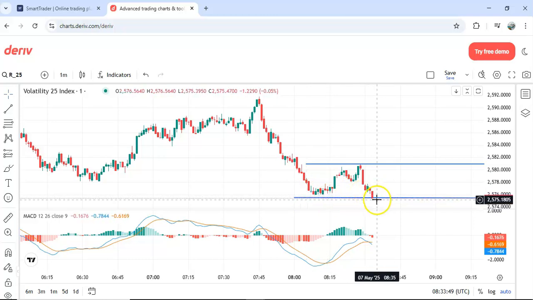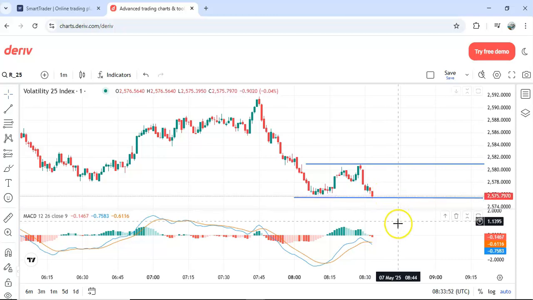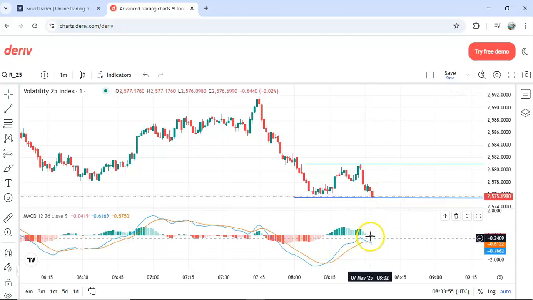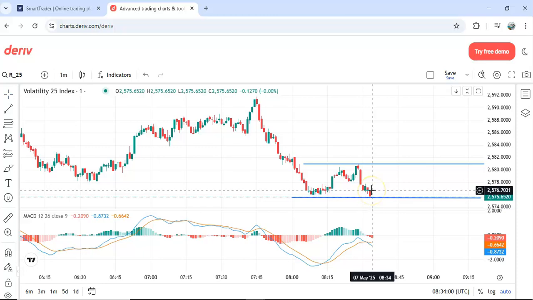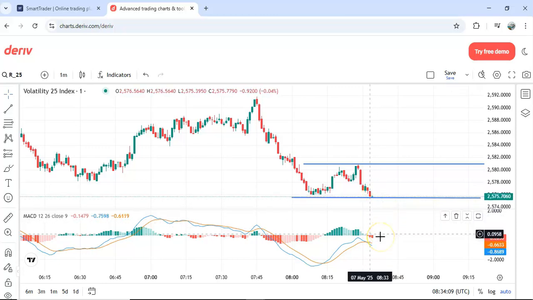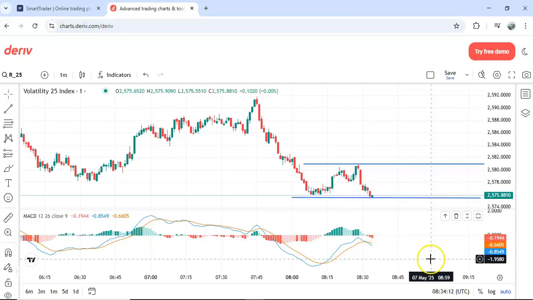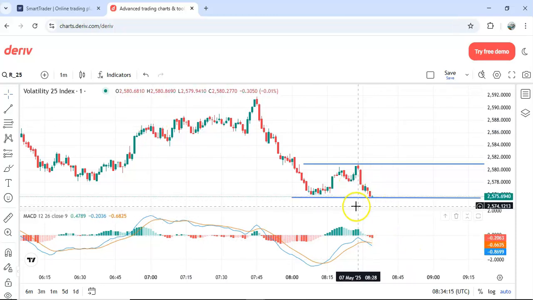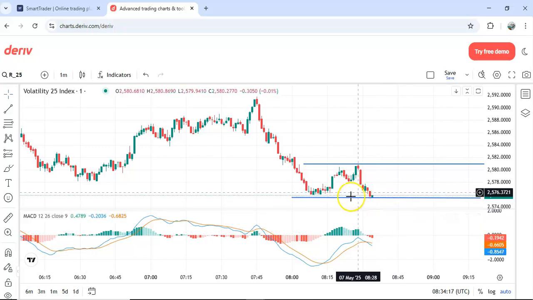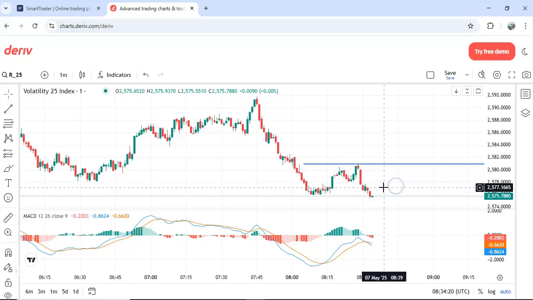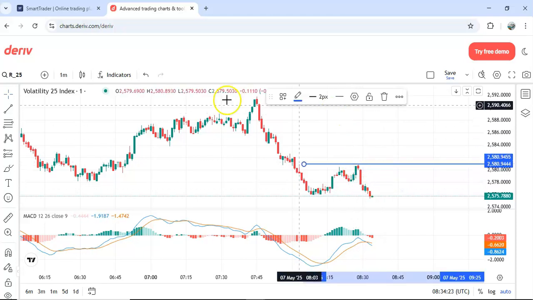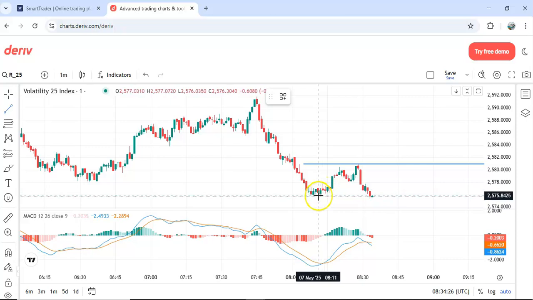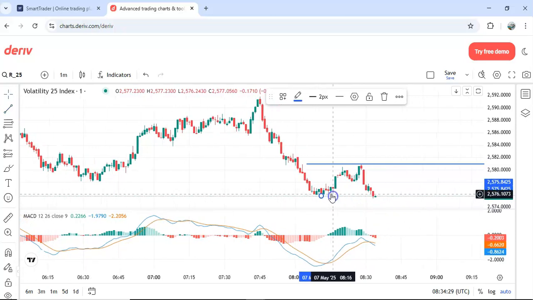So let's wait. But if it passes this line, this support, we are going to wait for it to come back to retest, and we are going to take a fall. So you can see here it's a fall. So we can go with a fall or a rise. So if it forms a candle like an engulfing candle, we can go with a rise, but we have to wait for it to form. So let's wait for a minute and then see how it goes.